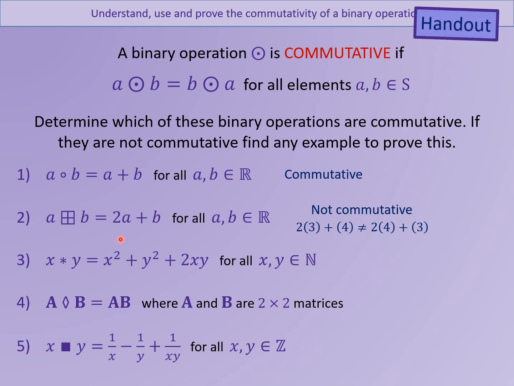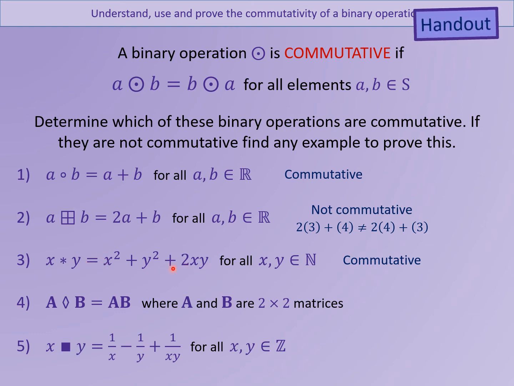If we use A equals 3 and B equals 4, we can see that 2 times 3 plus 4 does not give the same answer as 2 times 4 plus 3. So we've proven that this is not commutative. For the third example, this is commutative. We can see that x squared plus y squared plus 2xy will be commutative, interchanging the x's and the y's.